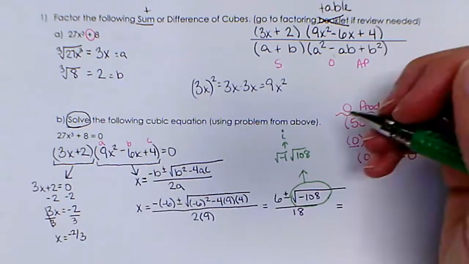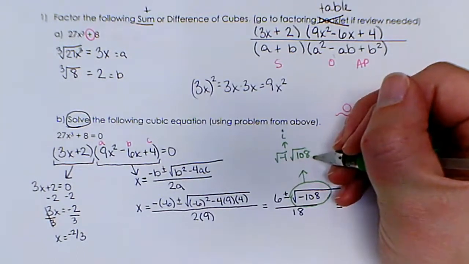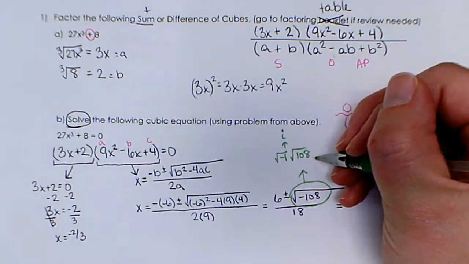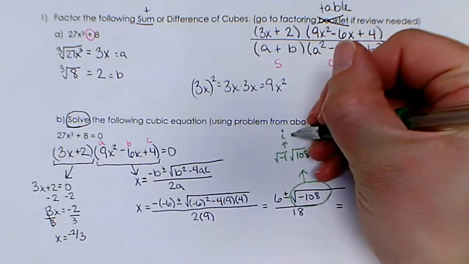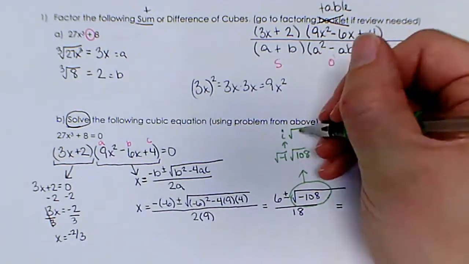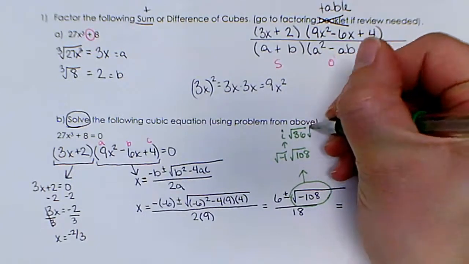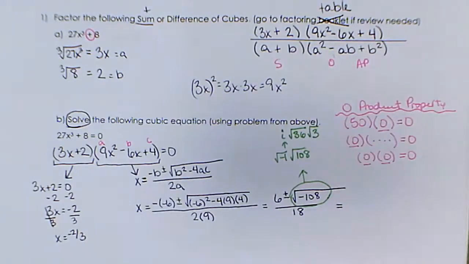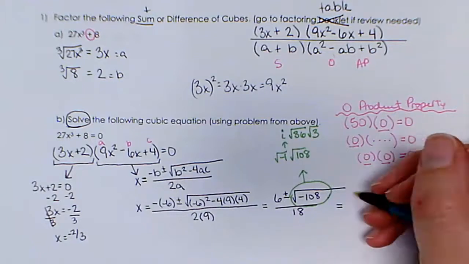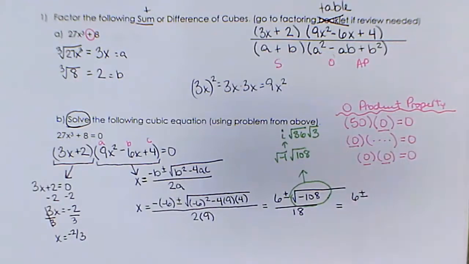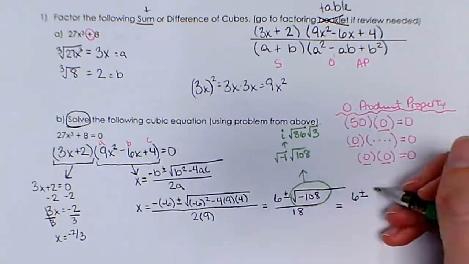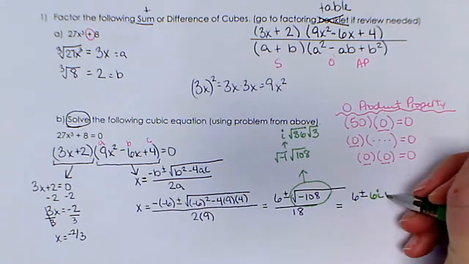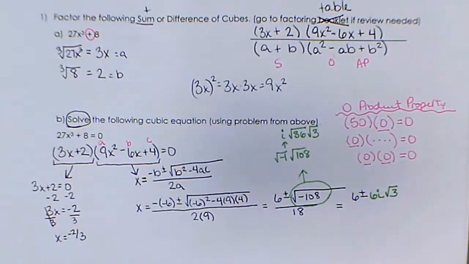So now I need to break up the square root of 108 into some things. Maybe I can break it up into 36 and 3. So now I have 6 plus or minus the square root of 36 is 6, and there's an i with it, so 6i square root of 3 over 18.